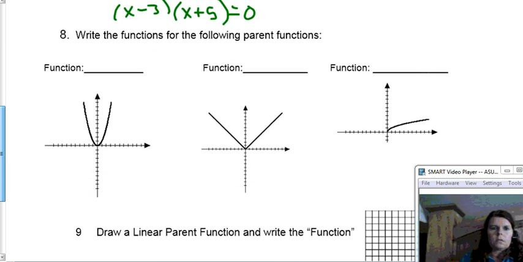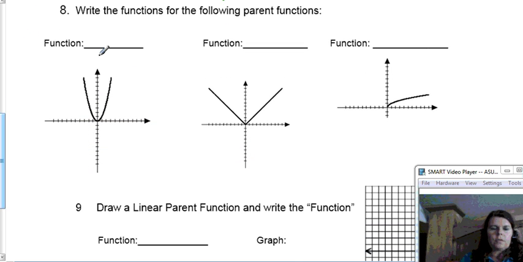Great. Write the functions for the following parent functions. So you just got to go back to your parent function cards in your interactive notebook. This one is going to be f of x. Use f of x. I'm not going to do all of these. I'm going to let you do them and look them up. Just go look up in your parent function cards. And just make sure you use f of x equals. So go look these up in your parent function cards. This one's going to be absolute value with those lines. This one's going to be square root with a square root sign.